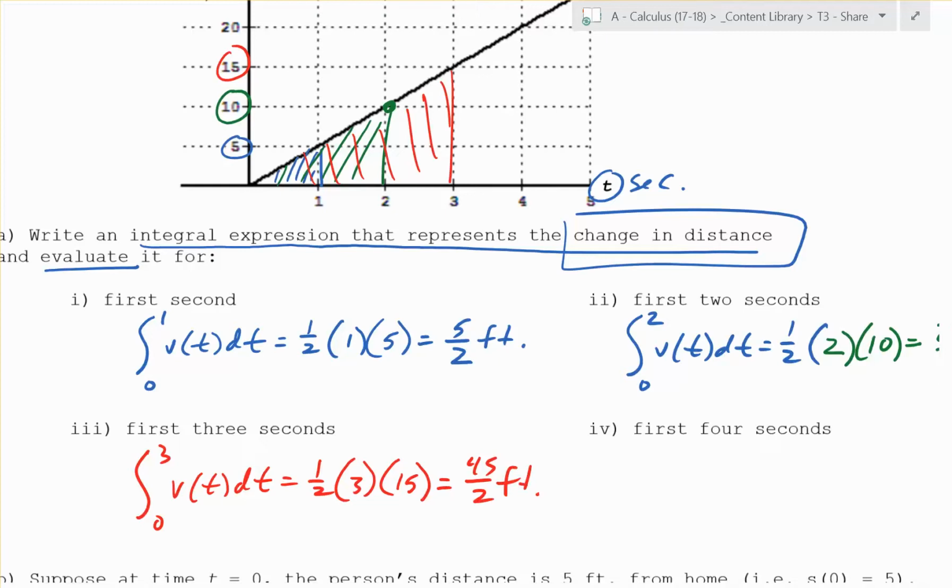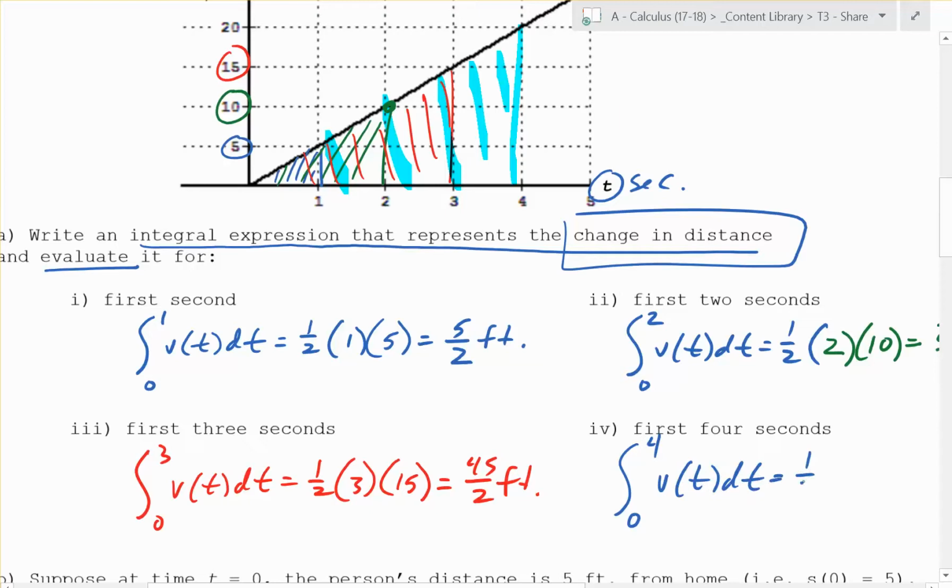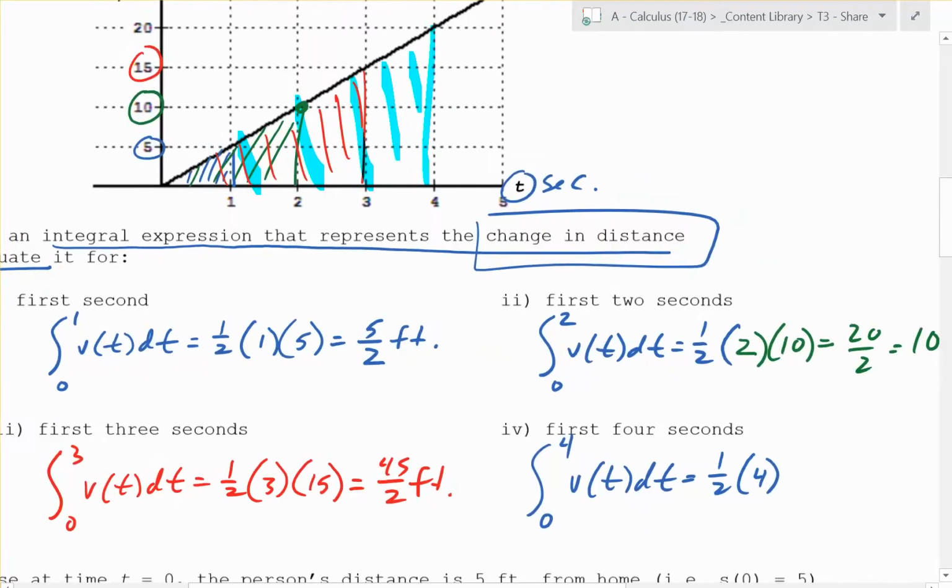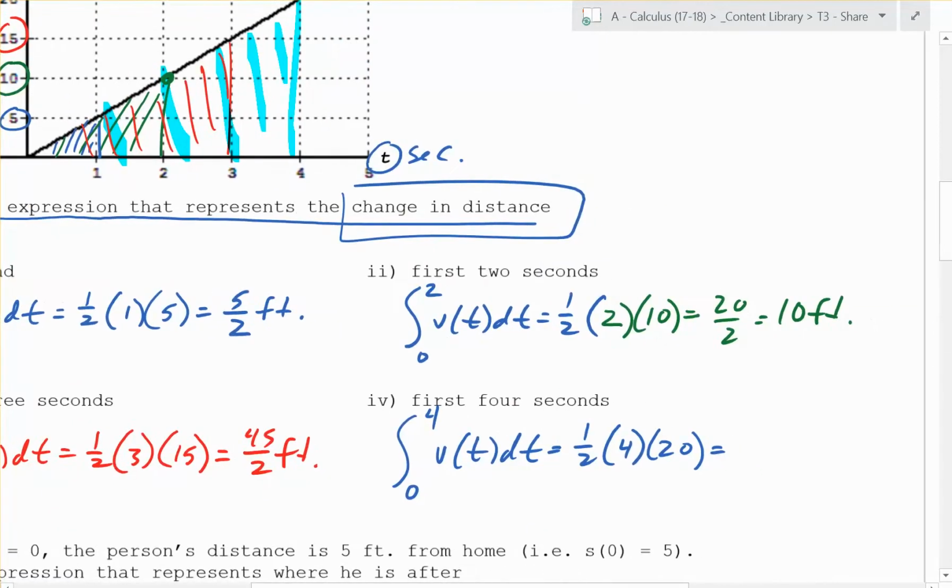What about the last one? I'll go to the blue highlighter here. So it goes all the way up to here. So it's going to be the integral from 0 to 4 of v of t dt. And in this case, it's going to be 1/2 base, which in this case is 4, times the height, which is 20. So that's going to be 80/2, which is 40 feet. So remember, this is the change in distance.